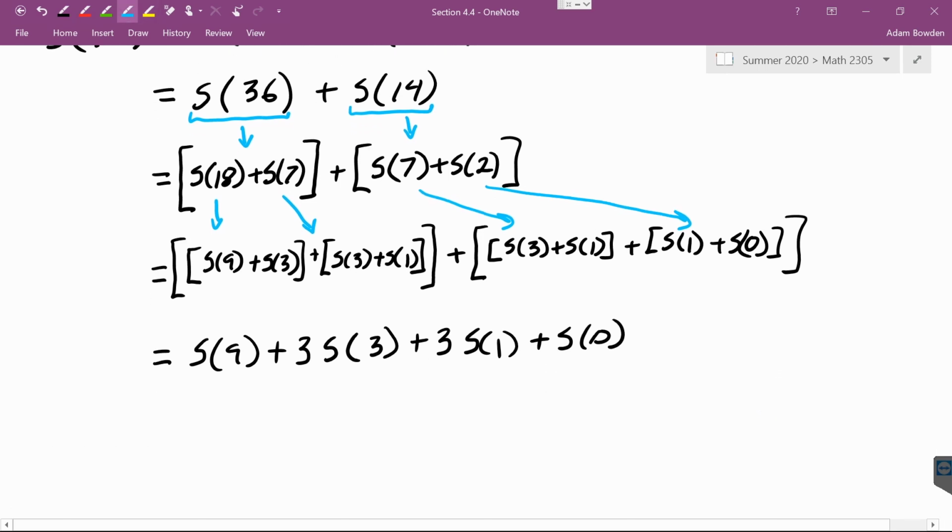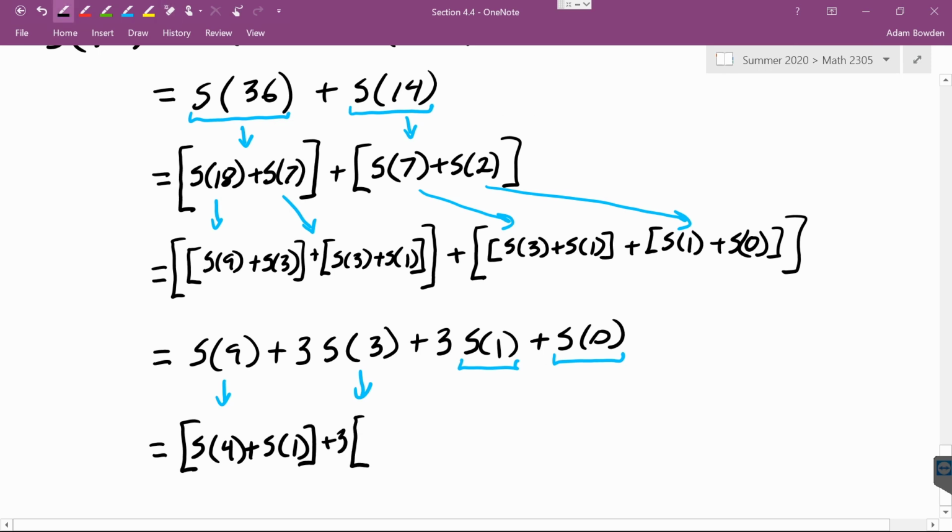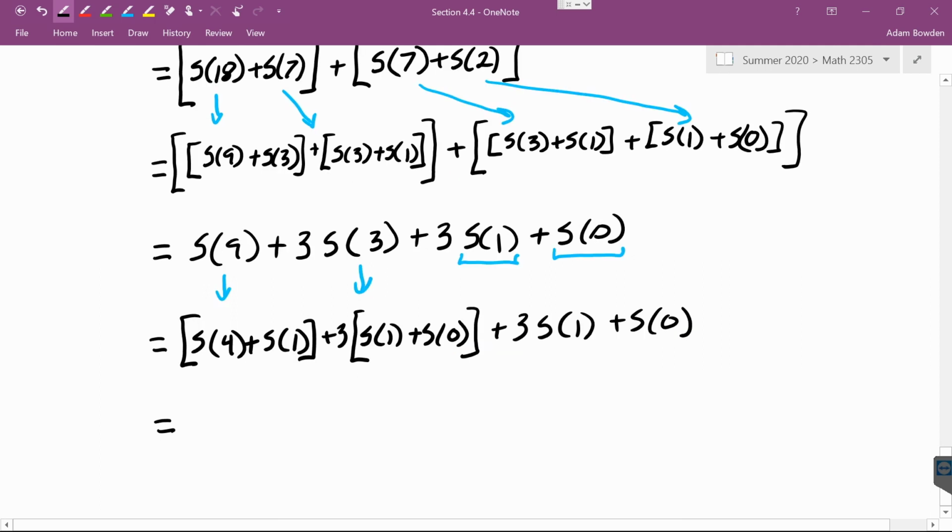But we still need to break down the S of 9, the S of 3. Our recursive definition gives us the basis, which gives us those two, S of 0 and S of 1. So we don't have to break those down. For S of 9, that would look like S of 4 plus S of 1, plus 3 times S of 1 plus S of 0, plus 3 S of 1 plus S of 0. So doing some more cleanup here, this would be S of 4.